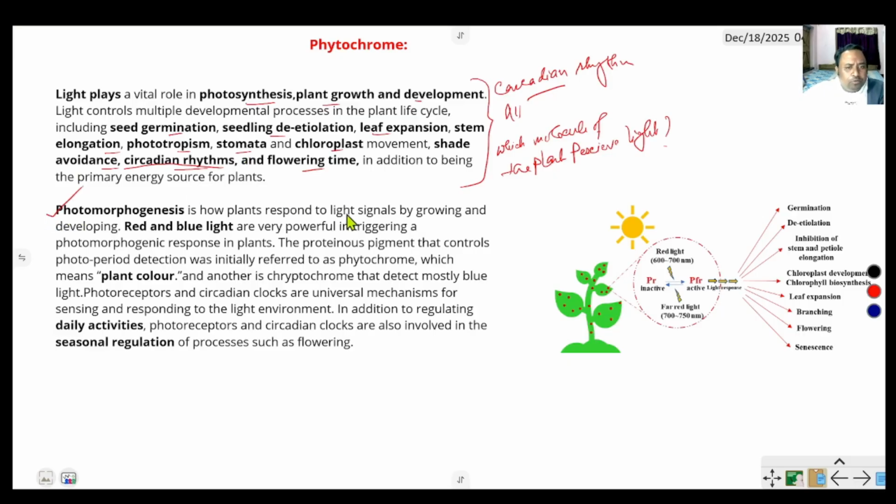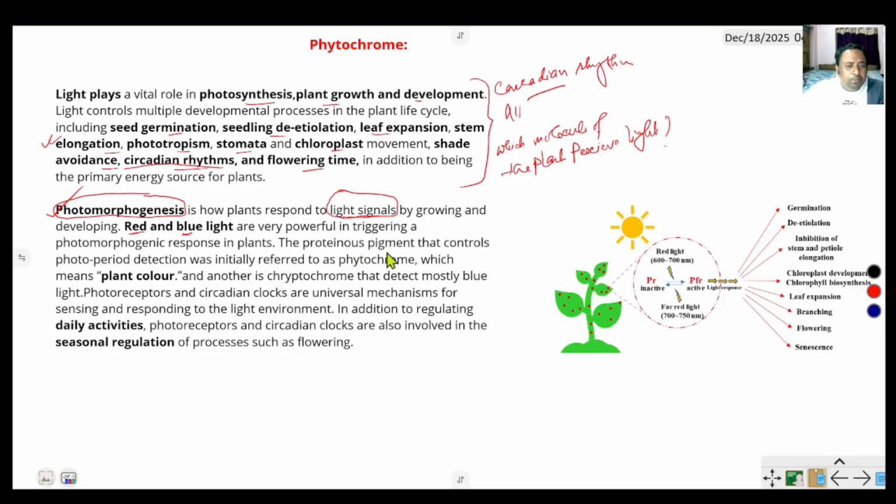Photomorphogenesis is how plants respond to light signals by growing and developing. Photomorphogenesis is a part of plant biology that represents the role of light signals in developing plant morphology. Red and blue light are very powerful in triggering photomorphogenic responses in plants. The different growth and development processes of plants are regulated by light, especially red light and blue light.